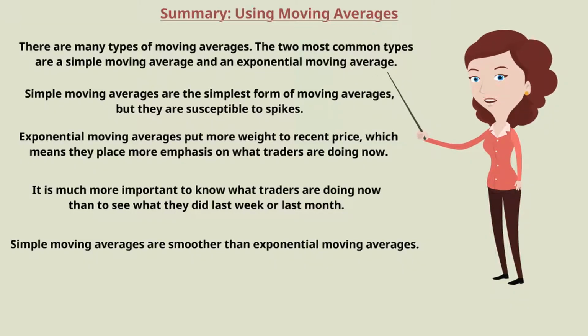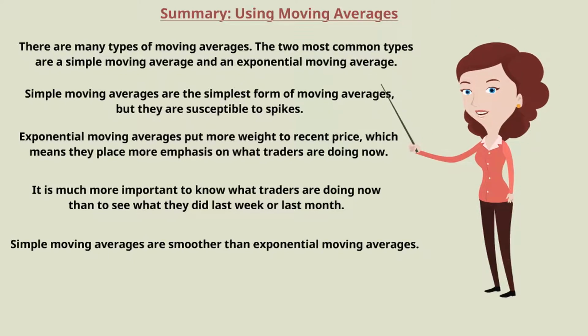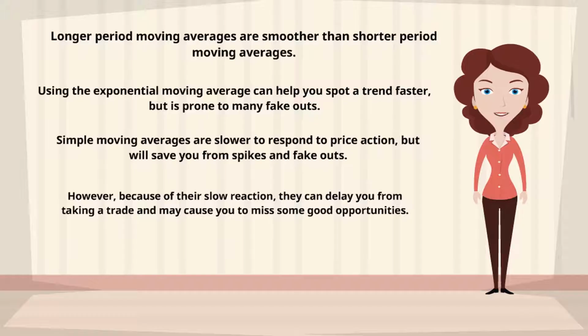There are many types of moving averages. The two most common types are a simple moving average and an exponential moving average. Simple moving averages are the simplest form of moving averages, but they are susceptible to spikes. Exponential moving averages put more weight on recent price, which means they place more emphasis on what traders are doing now. It is much more important to know what traders are doing now than to see what they did last week or last month. Simple moving averages are smoother than exponential moving averages. Longer period moving averages are smoother than shorter period moving averages.